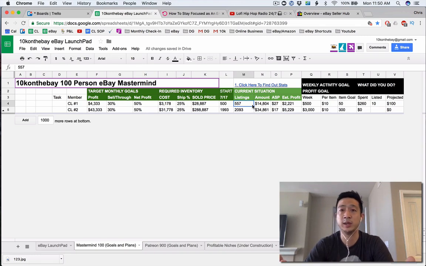So why is my average selling price $22? That just means the good stuff in the store is selling and all the cheap stuff is just sitting.